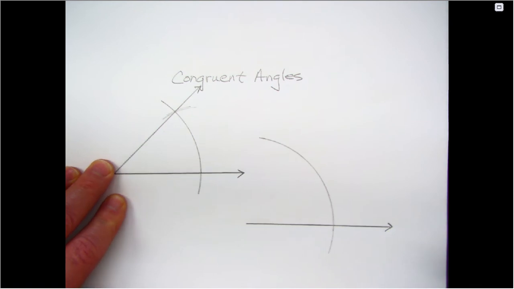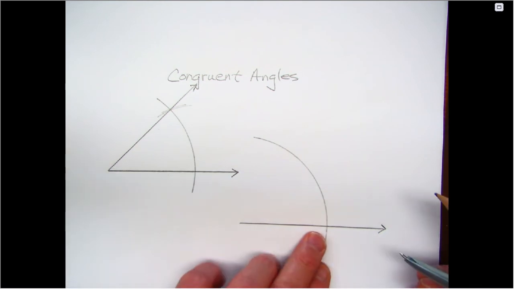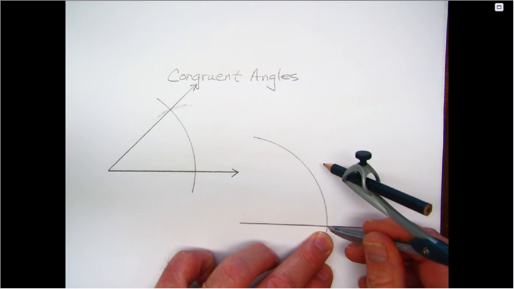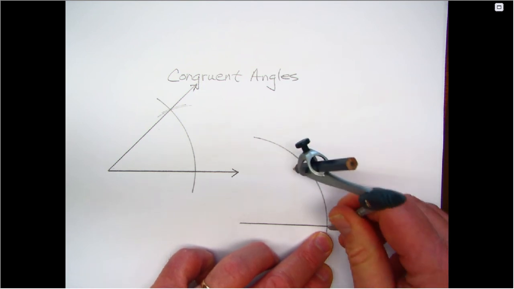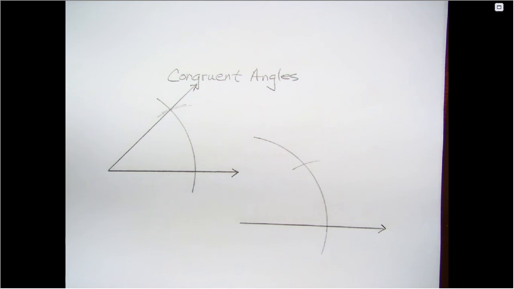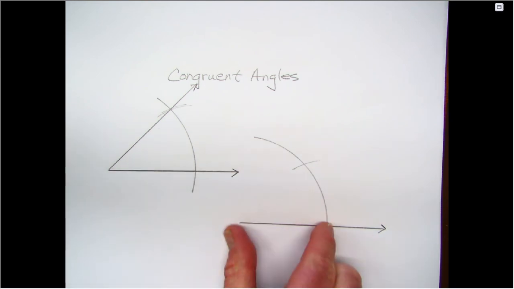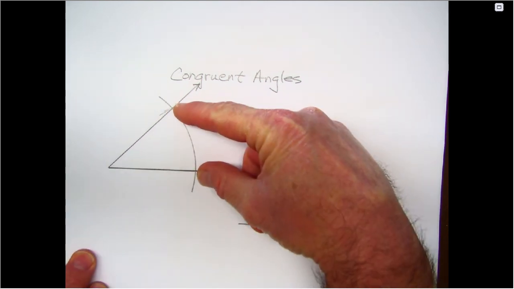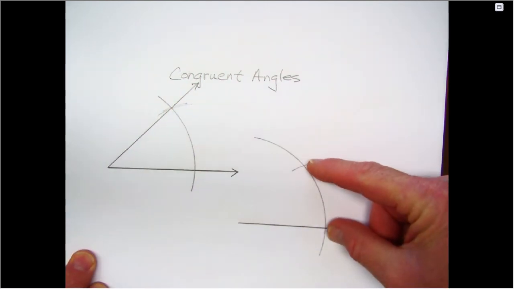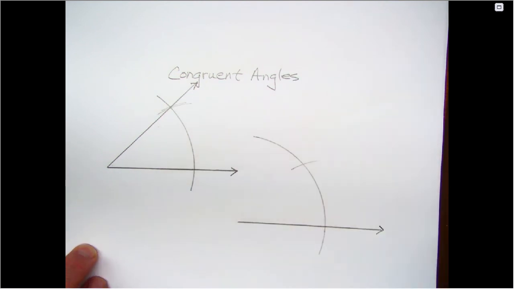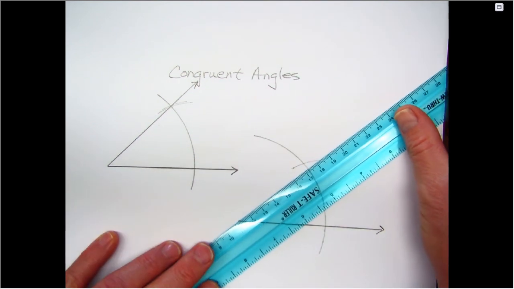With that same compass setting, I'm going down to this other ray, and where this arc intersects, I'm going to put the point of my compass there and draw a little arc, okay? And now, as you can see, this goes out the same distance as this. This tells us how far this is open. So I did that by measuring with my compass. So these angles should be the same now.